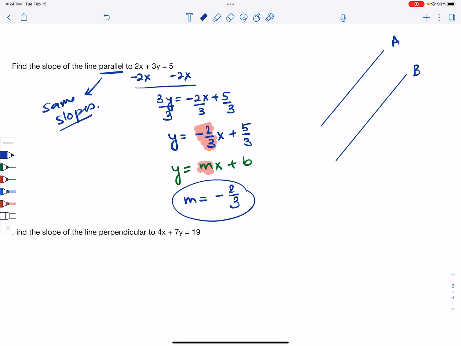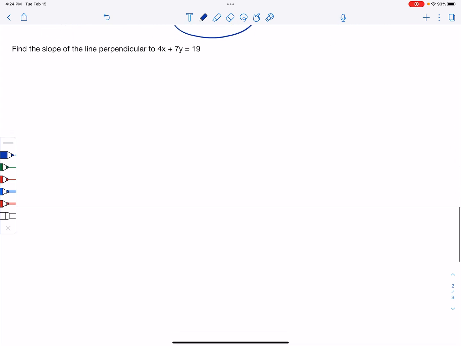Okay, so let's take a look at another type of problem, which is: find the slope of the line perpendicular to 4x plus 7y is equal to 19. All right, perpendicular. Okay, so first of all, let's go ahead and find the slope of this line out here. 4x plus 7y is equal to 19. To find that, I'm going to go ahead and isolate the y, just like we did before.